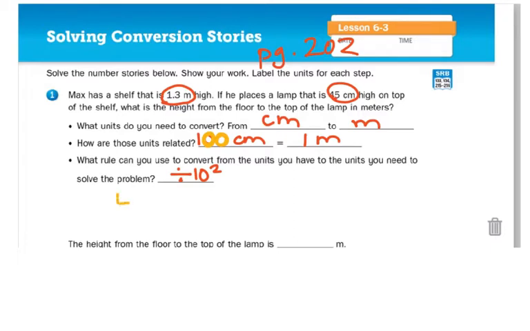Okay. So if we have 45 centimeters divided by 10 to the second power, remember the decimal point is right here. 45 is the same as 45 and 0/10. We move it 2 places to the left. It's 45 hundredths of a meter.